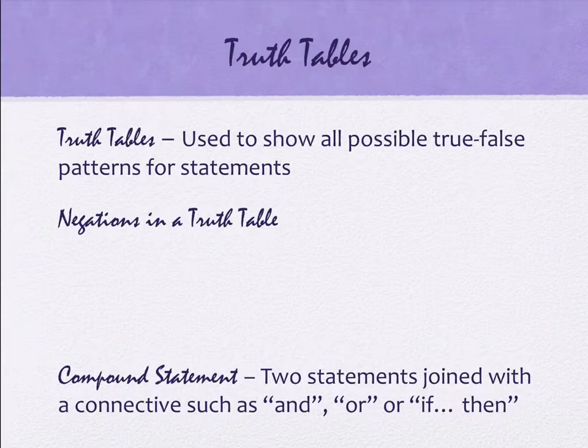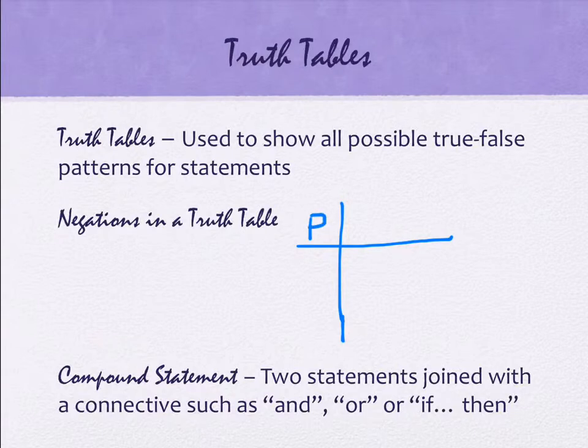Truth tables. All right, truth tables are simply an organized listing of something. It's an organized list, and they're used to show all possible true-false patterns for statements. Okay? And we're going to start with a very, very simple truth table, a negation truth table. So here's the way truth tables look. They kind of look like a T-chart, like an XY axis or something like that. And over here, whatever my statement is, we'll call it P.